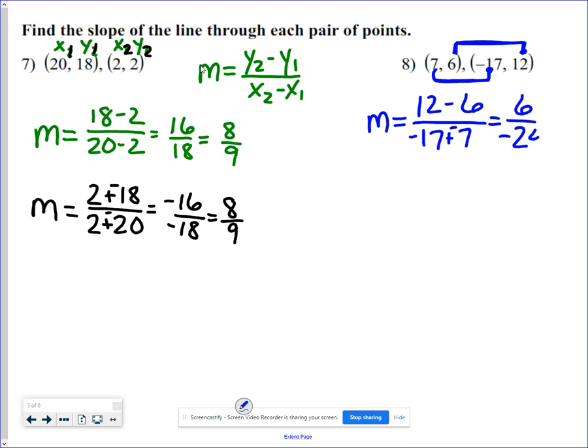negative 24. This can simplify though. I know this fraction is going to be negative, so I don't need to leave the negative in the denominator. It can just be out in front of the entire fraction. And 6 over 24 would be 1/4.